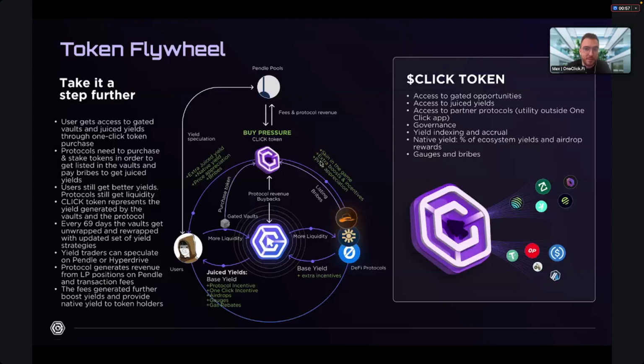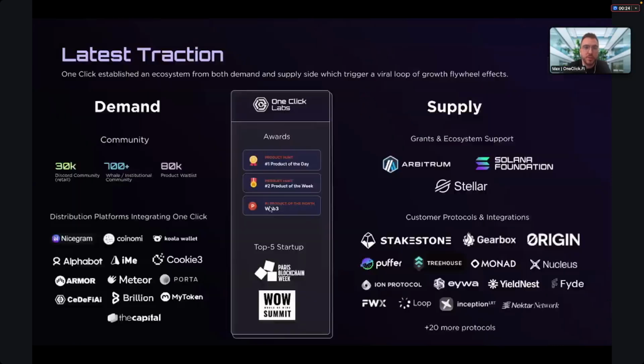We also have a token in this whole ecosystem, but our project is business first. We have a monetization model. First of all, we charge transaction fees, fees on incentives, fees on yields, and B2B integration fees for the protocols. All of this will be captured within the token, so think about any airdrop, any yield farm that happens within Oneclick, a percentage of it will go to the token holders.